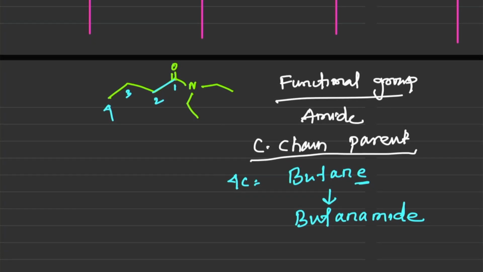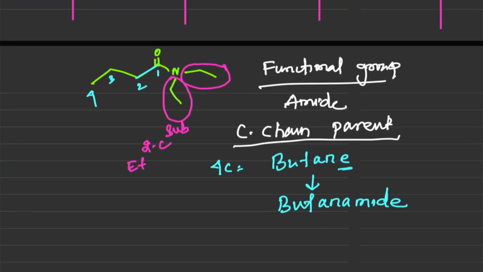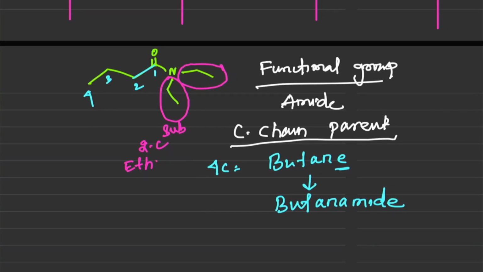And then what are the substituents? This is a substituent, this is a substituent. So these two are substituents. How many carbon atoms do we have in the substituent? 2 carbon atoms, so that means ethyl. The way we name this is you first find out how many carbon atoms you got, ethane, and then the A and E is replaced by Y, so ethyl. So that's our ethyl butanamide.